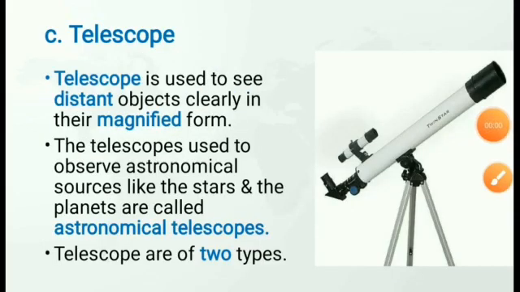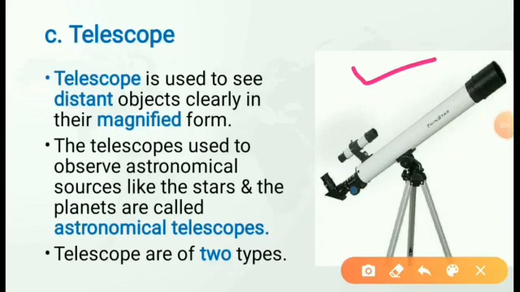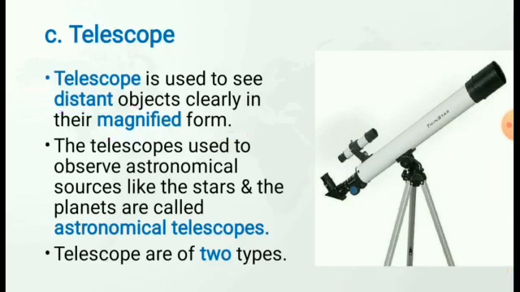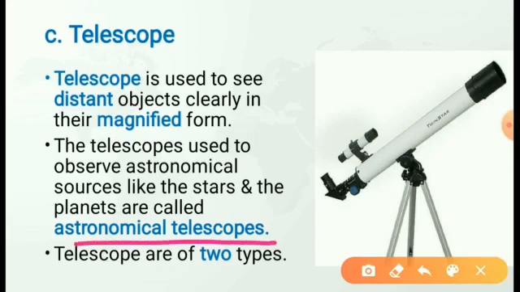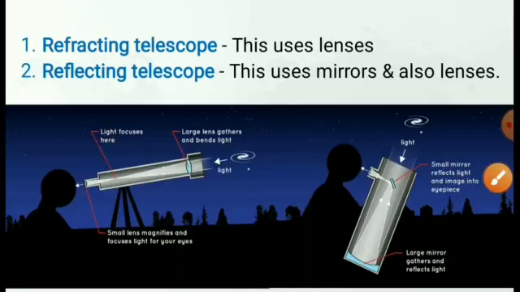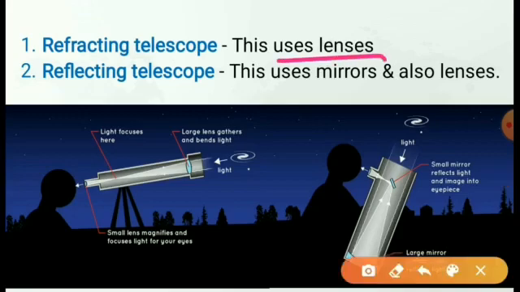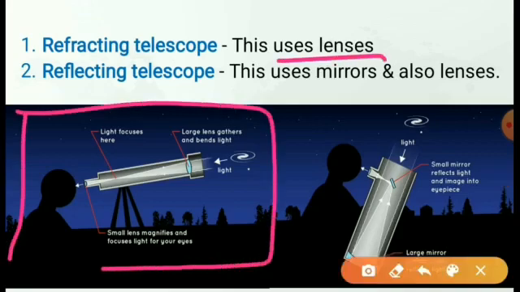Telescope. This is a picture of a telescope. A telescope is used to see distant objects clearly in their magnified form. The telescope used to observe astronomical sources like stars and planets is called an astronomical telescope. Telescopes are of two types. First is the refracting telescope. This uses lenses. This is the first picture, which shows a refracting telescope.